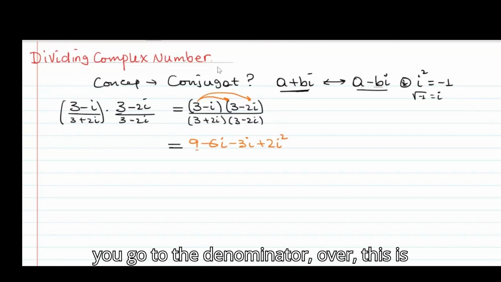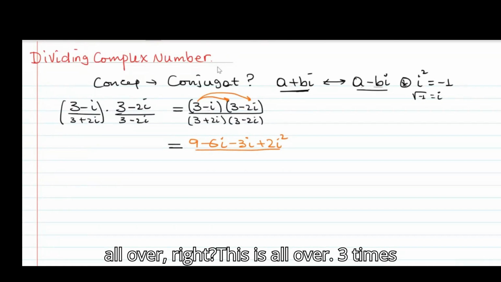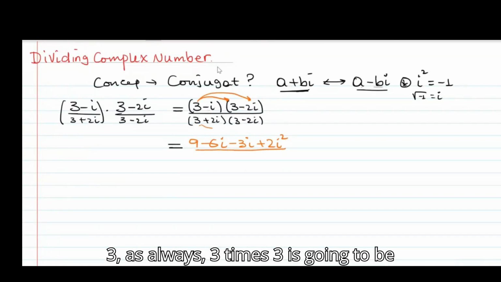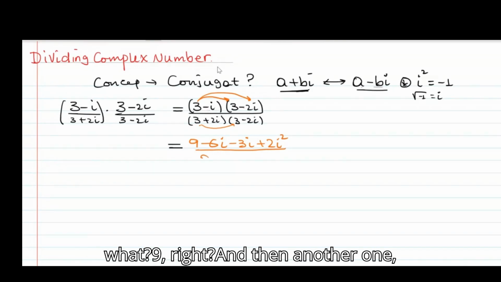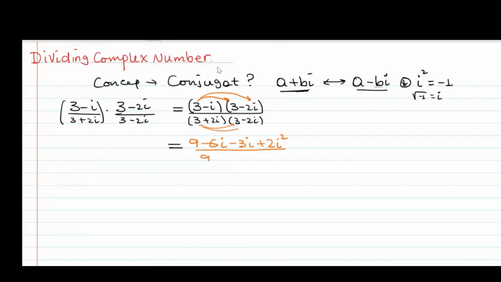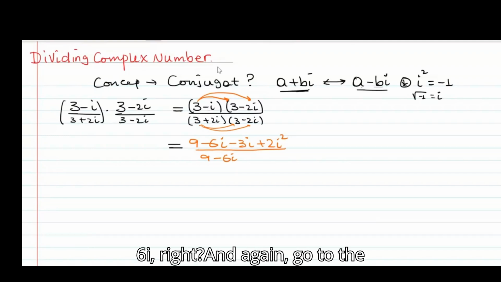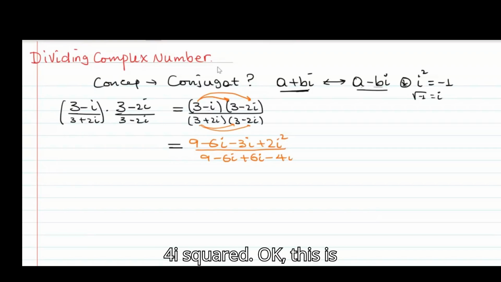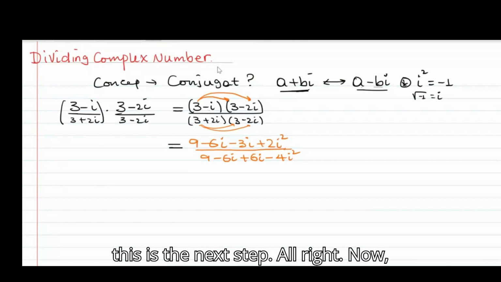If you go to the denominator, this is all over, right? 3 times 3, as always, is gonna be what? 9, right? And then another one, 3 times 2i is minus 6i, right? And again, go to the 2i. 2i times 3 is positive 6i. Okay, and then 2i times the negative 2i is negative 4i squared. Okay, this is the next step.